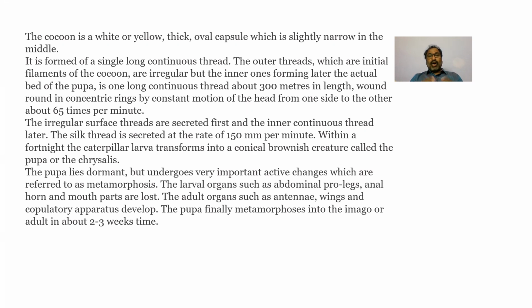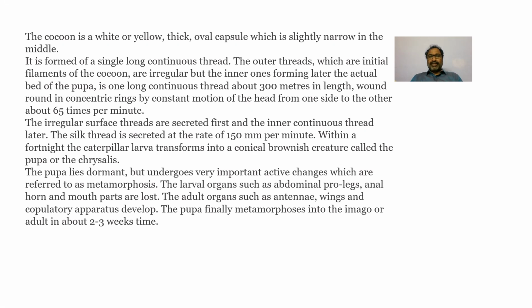The larval organs such as abdominal prolegs, anal horn and mouth parts are lost. Whatever structures are there in the caterpillar stage will be lost. The adult organs such as antennae, wings, and copulatory apparatus will be developed. The distinguishing male and female features will develop in that pupal stage itself, by disappearing of the features which are there in the caterpillar stage. The pupa finally metamorphoses into an adult.